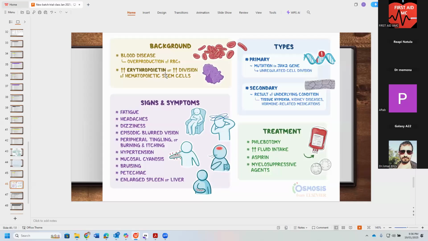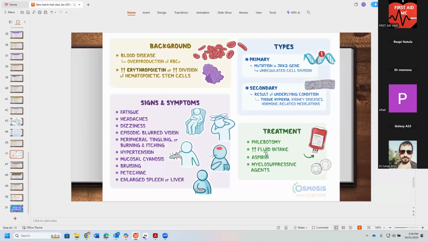We know it's overproduction of red blood cells and increased erythropoietin. We have to do phlebotomy because the blood is so viscous, so thick, it can cause heart attacks as well. So we need to make sure that we are taking out the blood by doing phlebotomy, and increase fluid intake. We give aspirin, which is an antiplatelet, and myelosuppressive agents to prevent this overproduction of the RBCs as well.